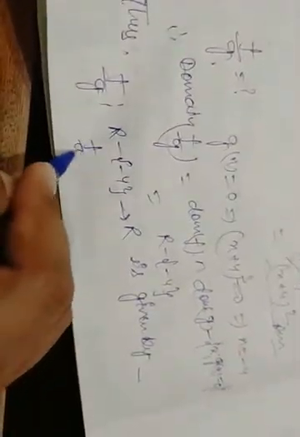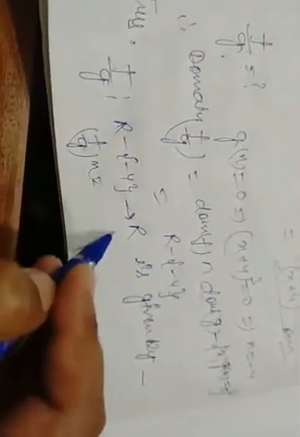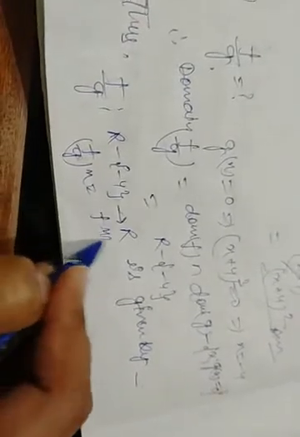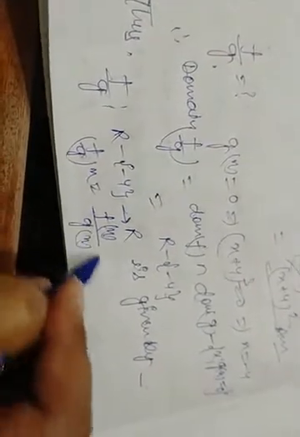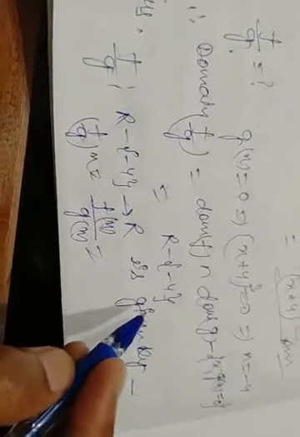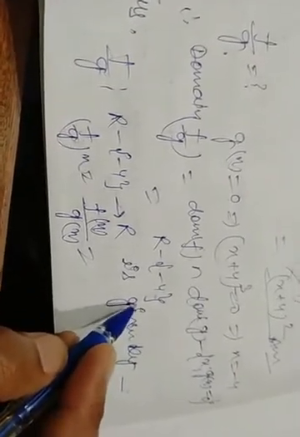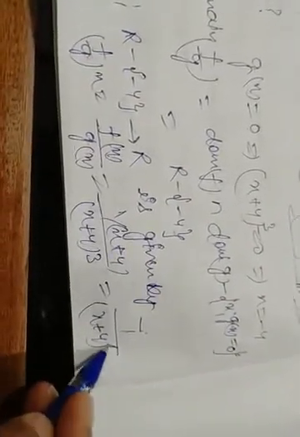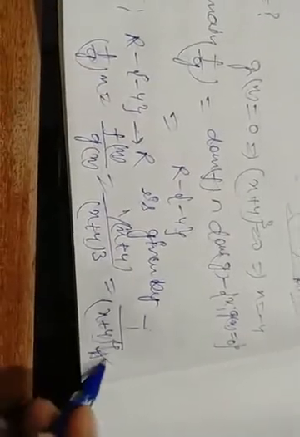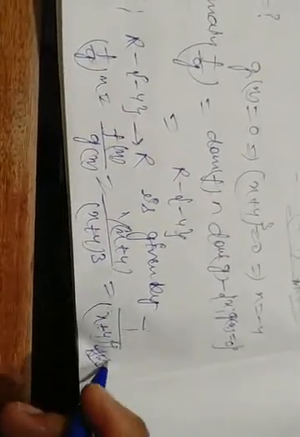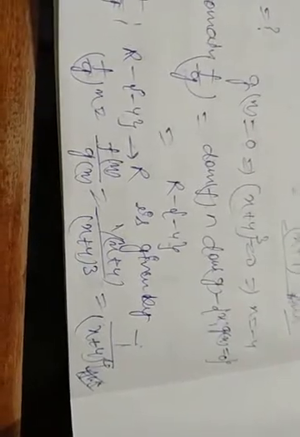f by g of x is equal to f of x upon g of x. So the value of f of x is 1 upon x plus 4, upon the value of g of x, which is (x plus 4) whole cube. So the required value is 1 upon (x plus 4) to the power 4, and this is another answer.